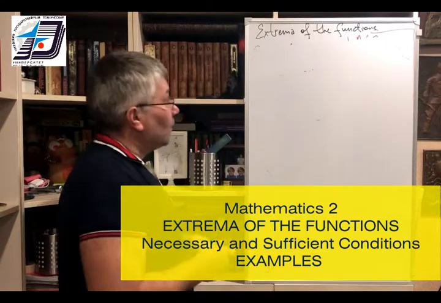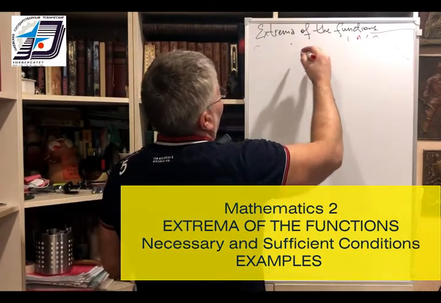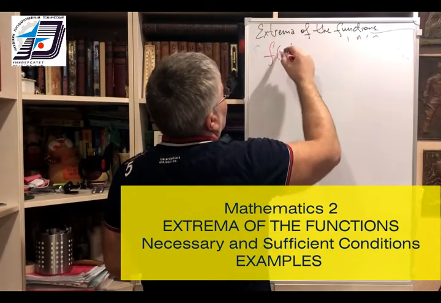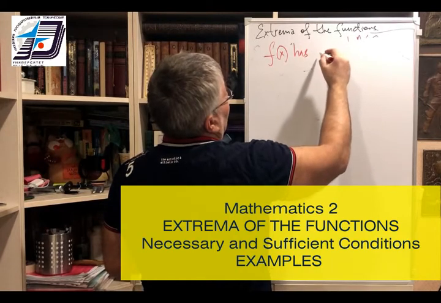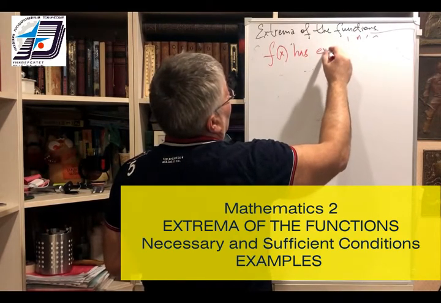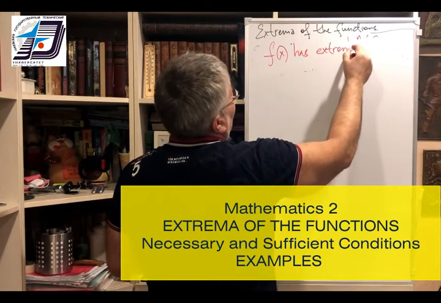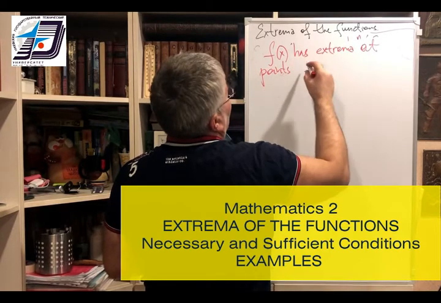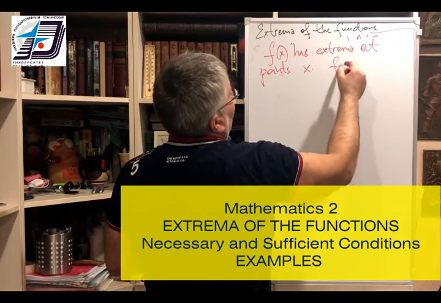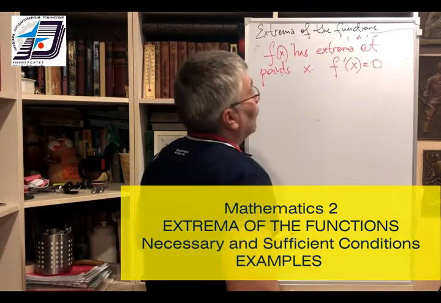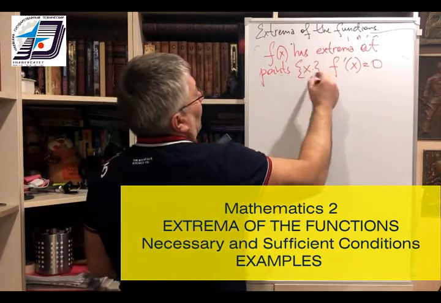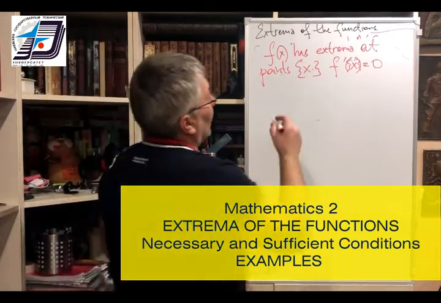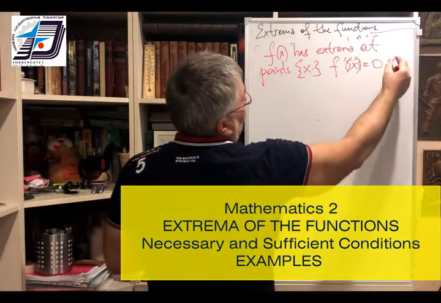I remind you that we have two conditions. The first one: f of x has extrema at points x if the first derivative is 0. I do not like curly brackets, parentheses and curly brackets. And it is a necessary condition.